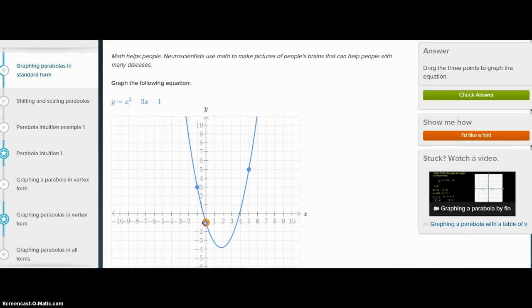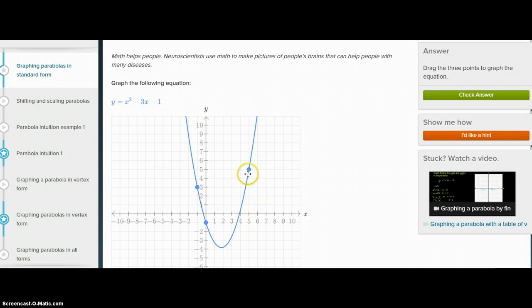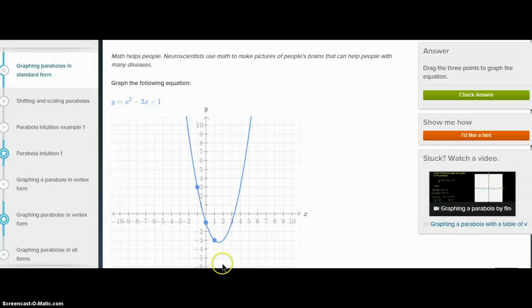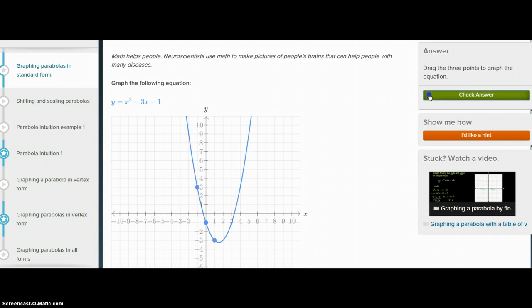No, I think I did that wrong. Oh, no, I got it right. Okay. X is 0, y is negative 1. And then when x is 1, y is negative 3. Alright, so let me double check that. Negative 1, 3, 0, negative 1, and 1, negative 3. Okay, so it looks like we should be good.